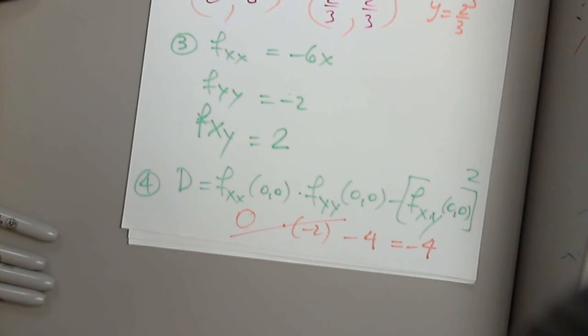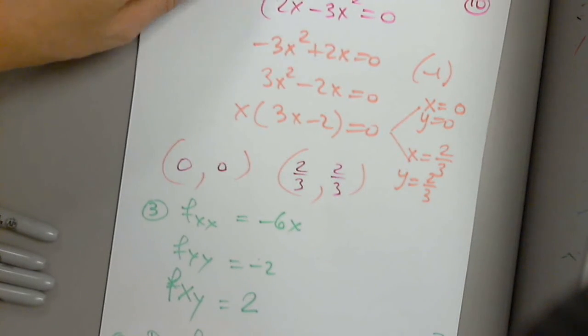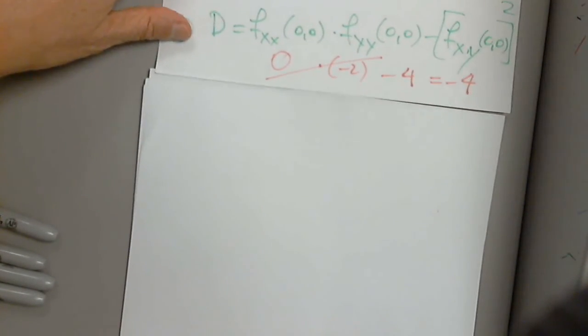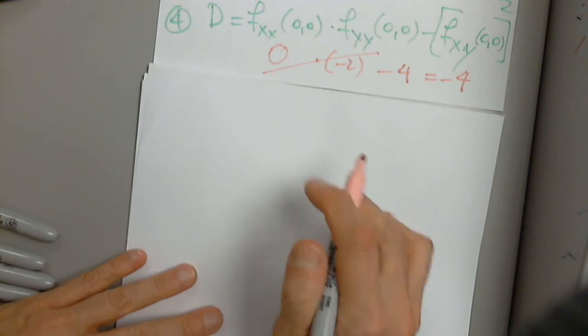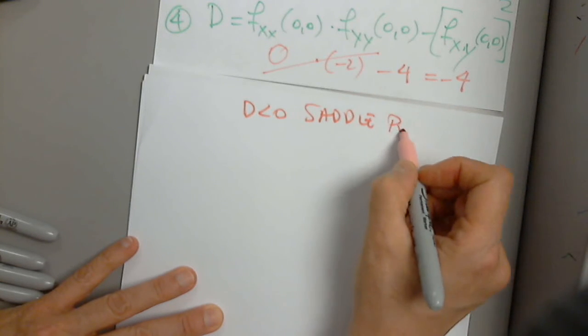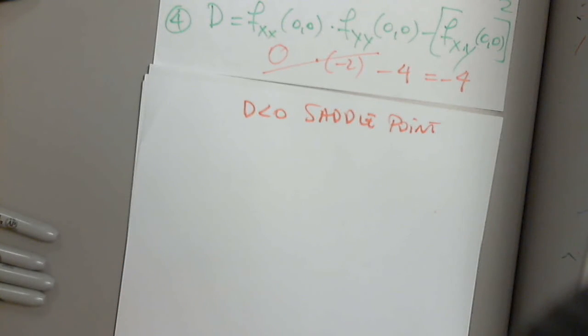What do we conclude? What happens at 0, 0? Saddle point. Because D is less than 0. Any questions? So now we have to go back and do 2/3, 2/3. Exactly. Because we ended up with 2 points, you have to do the D test for both points. So obviously this is not a relative max or a relative min.